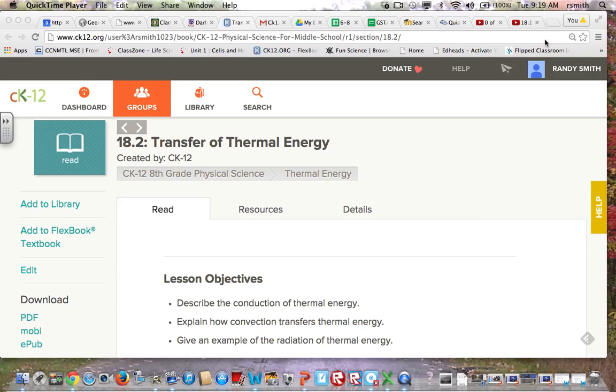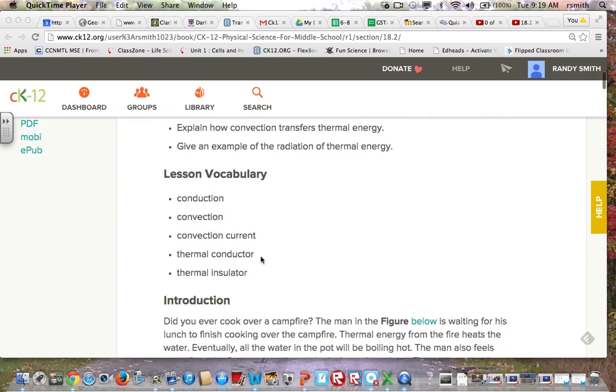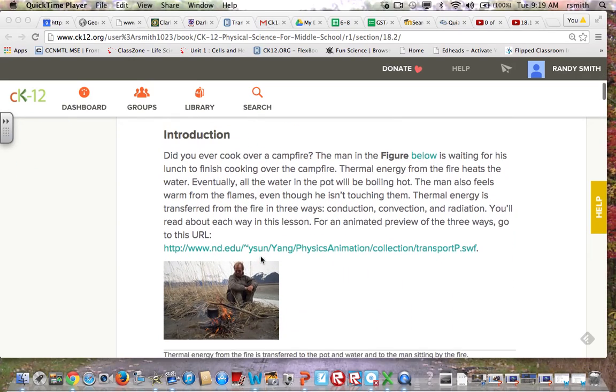18.2, the transfer of thermal energy. When we're done reading this, you should be able to describe the conduction of thermal energy, explain how convection transfers thermal energy, and then give an example of the radiation of thermal energy. All three of these we've talked about before, and we'll talk about them again here in just a second. So, there's a vocabulary we just mentioned, and let's go ahead and start reading.